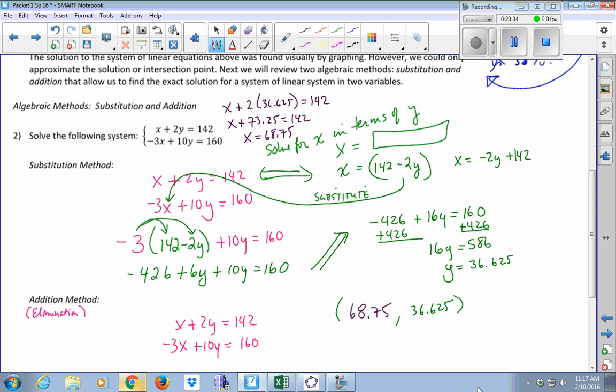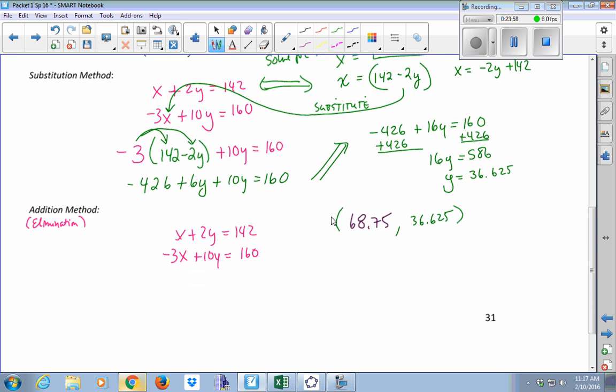So that means in the year 2038, three-quarters of the way through the year, both the married and unmarried population is predicted to be 36.625% with our model that we have. Okay. Any questions on finding that answer? All right. So that's the substitution method.